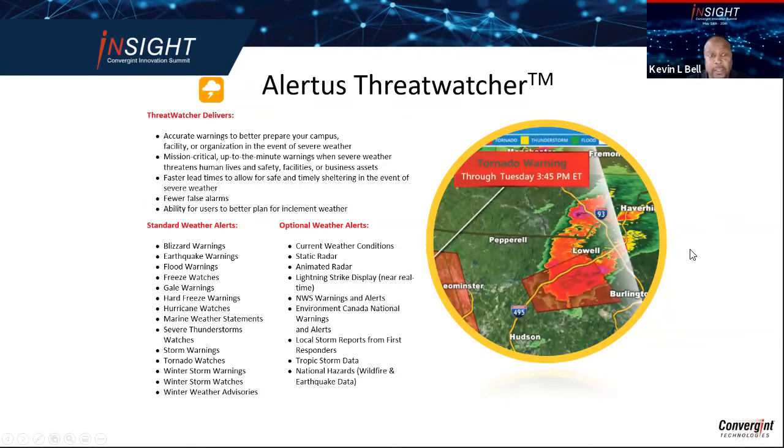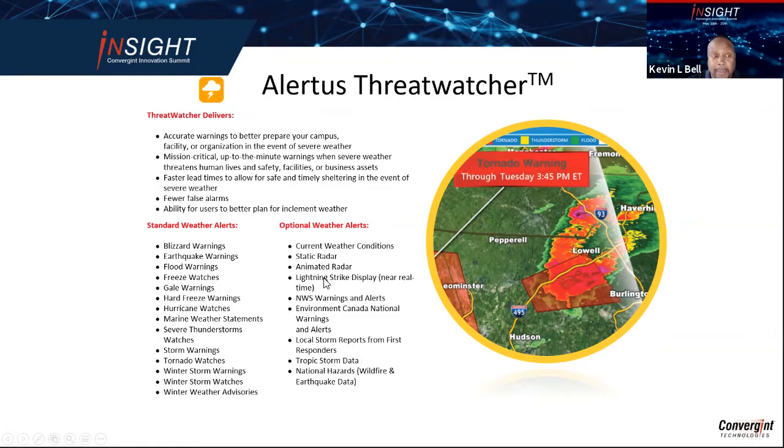And a feature that's also included with the software is Alertus Threatwatcher. What this does is it gives you up to the minute warnings on severe weather. The standard alerts include all these. These don't apply in all regions, but the most important one to me is a tornado warning, and you can have it automatically turn on the system and make the severe weather announcement, take shelter, or you can have first responders take control of that. Every campus, every facility is different on how they want to activate this.